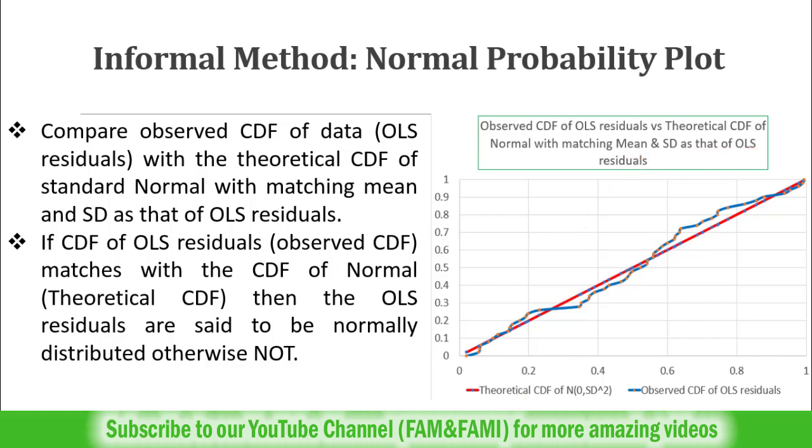So this red line gives us the theoretical CDF of a normal with mean 0, because the residual series has mean 0, and the second component is the variance, which is the square of the standard deviation. And this blue line gives the observed CDF of OLS residuals. From this figure we can see that there is a good match between the two, although there is some discrepancy in the center, but overall a good match. So from this normal probability plot we can conclude that the residual series is normally distributed.